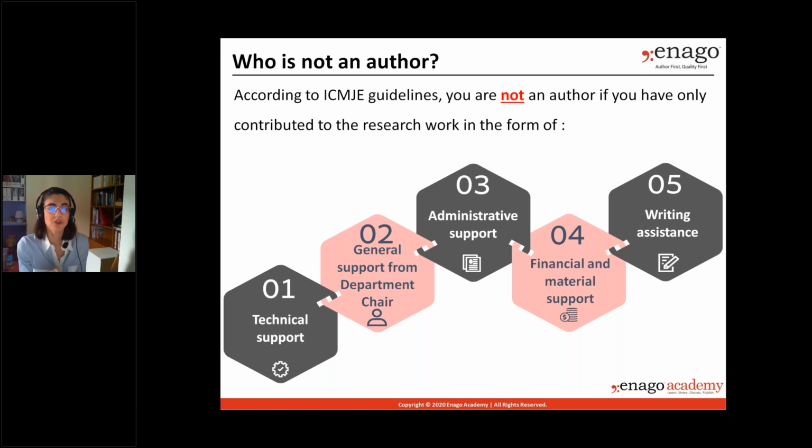So if you have contributed in only one or part of one of these ways, but not in all of them, in the form that was indicated in the previous slides, then you're not eligible to be an author. However, your contribution should be acknowledged in the acknowledgement section, along with a clarification as to exactly how you contributed to this work.